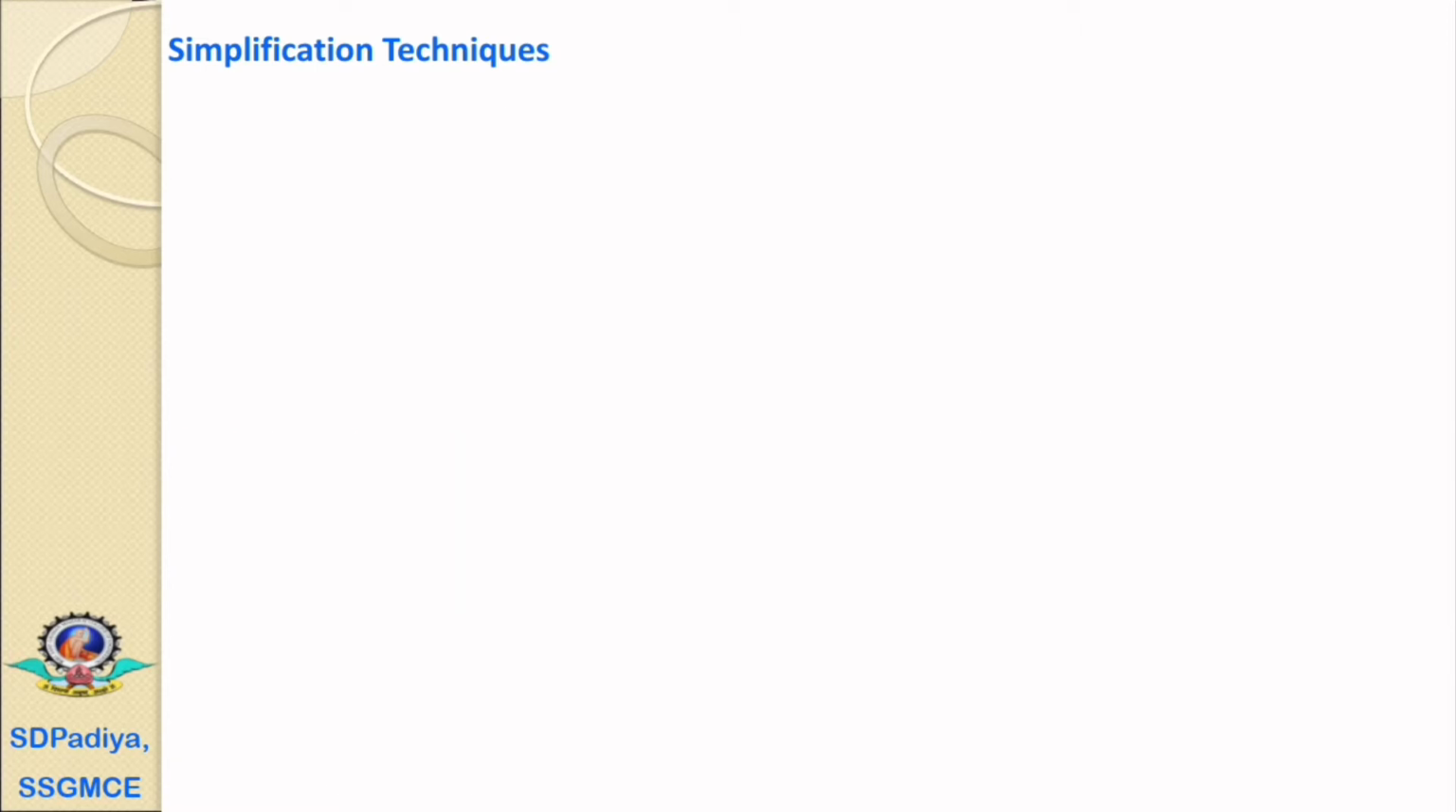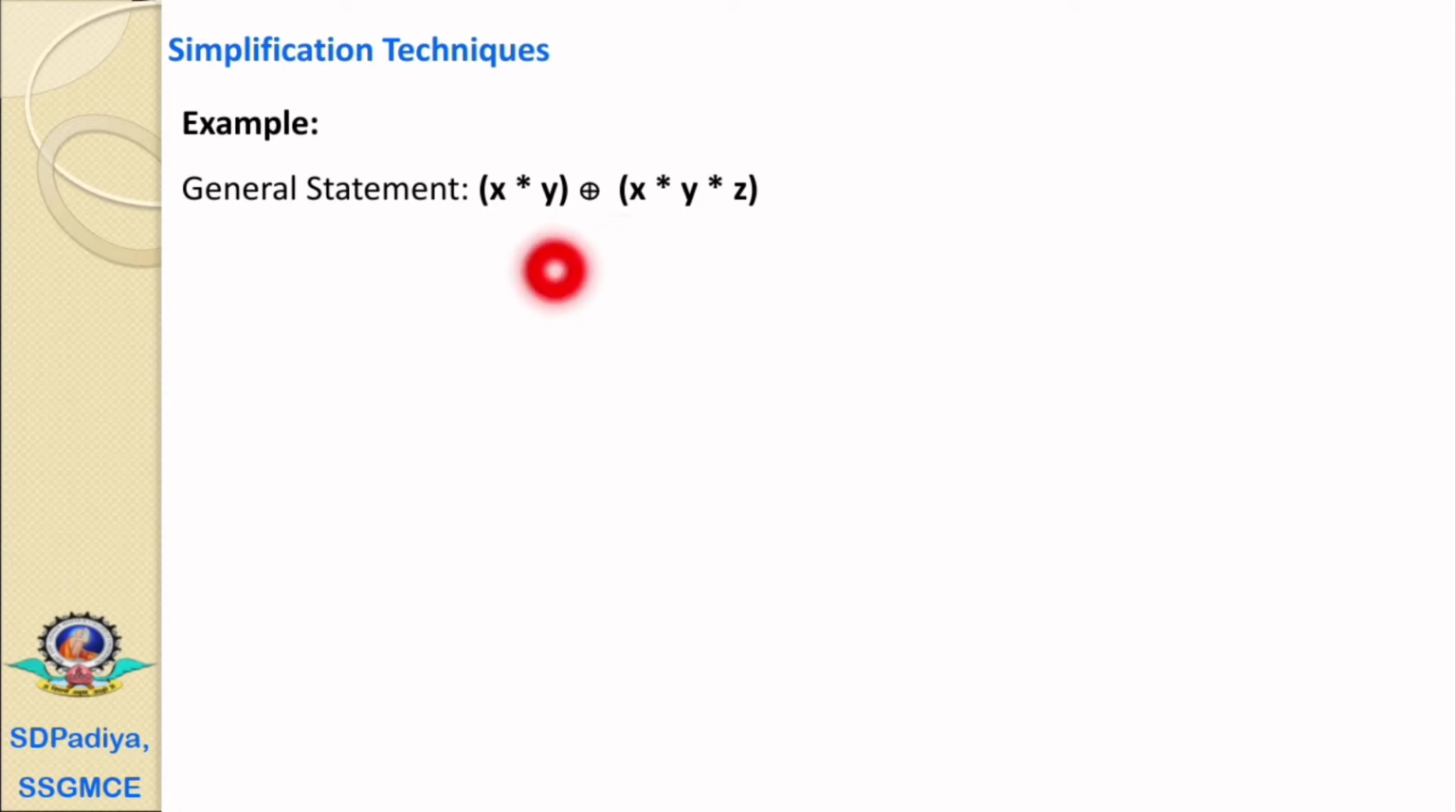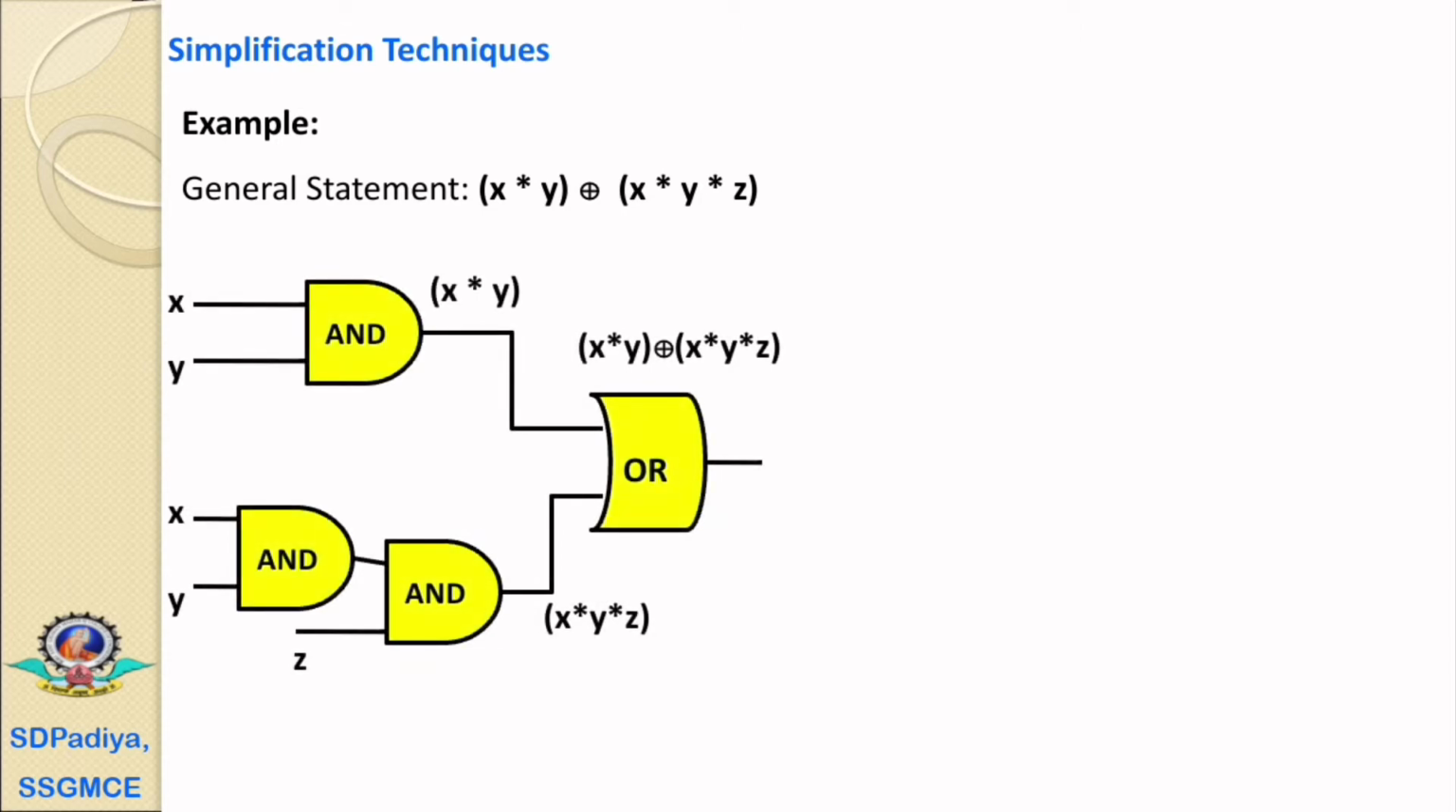But why is the simplification technique required? Suppose we have this generalized statement: in brackets x product y, plus in brackets x product y product z. For the product we use an AND gate and for the sum we use an OR gate. Therefore, for this expression we have to design the circuit by using these 4 gates. The first AND gate will generate x product y.